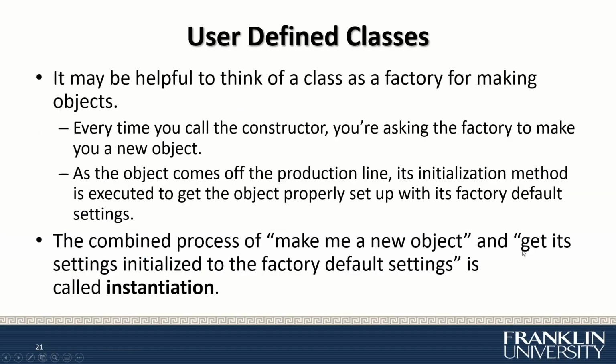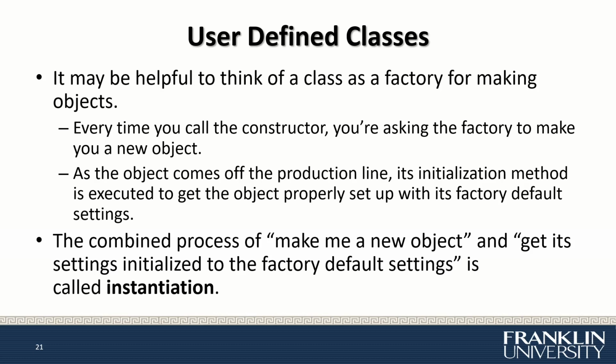Okay? So it may be helpful to think of the class as a factory for making objects, like a blueprint. Every time you call the constructor, you are asking the factory to make you a new object. As the object comes off the production line, the initialization method is executed to get the object properly set up with the factory default settings. So when I create an object, every object looks alike in the beginning. You can make the object change as the program runs, depending on what you need to do.